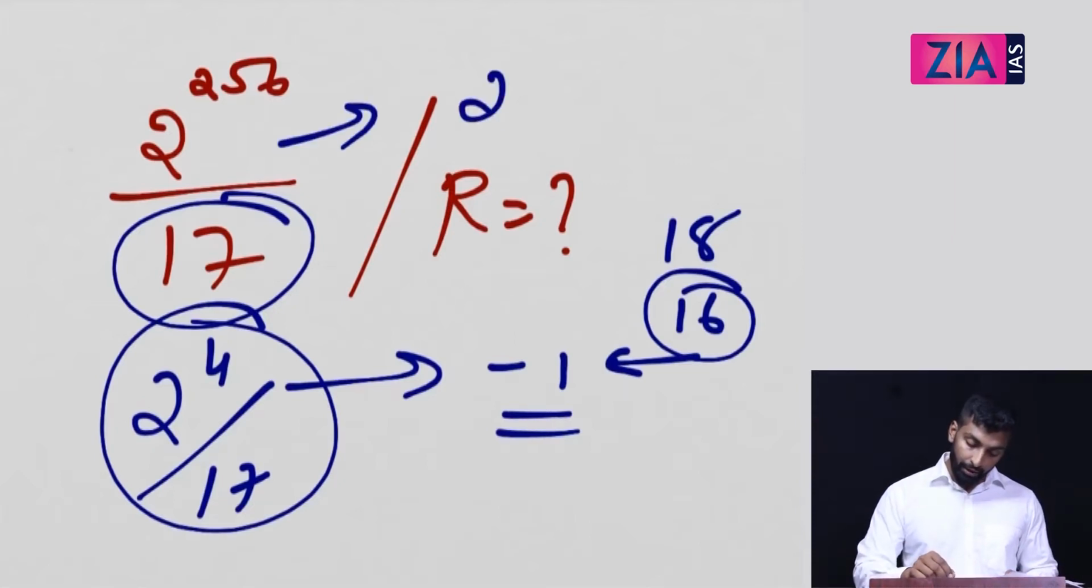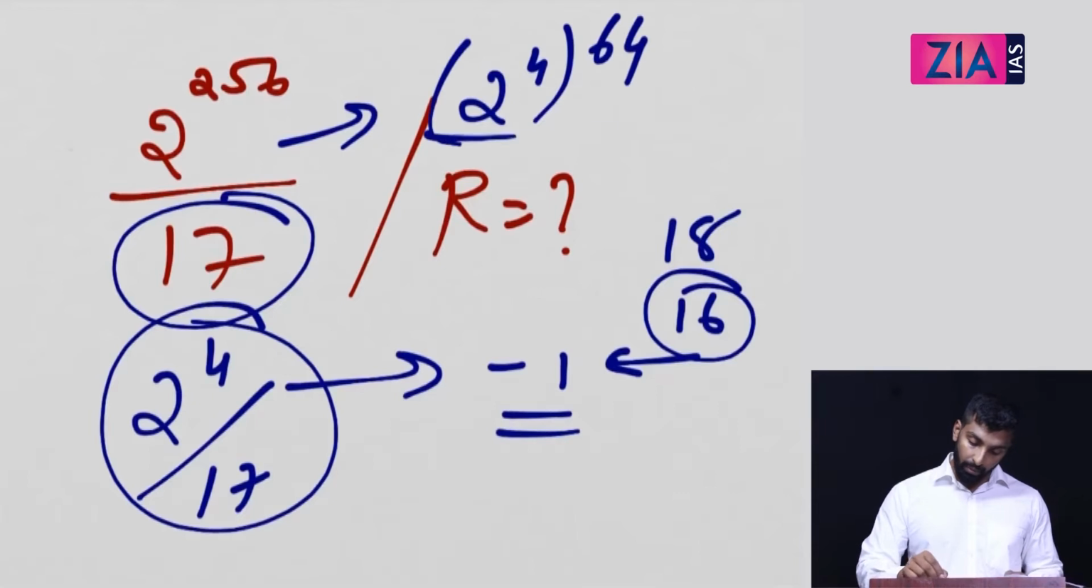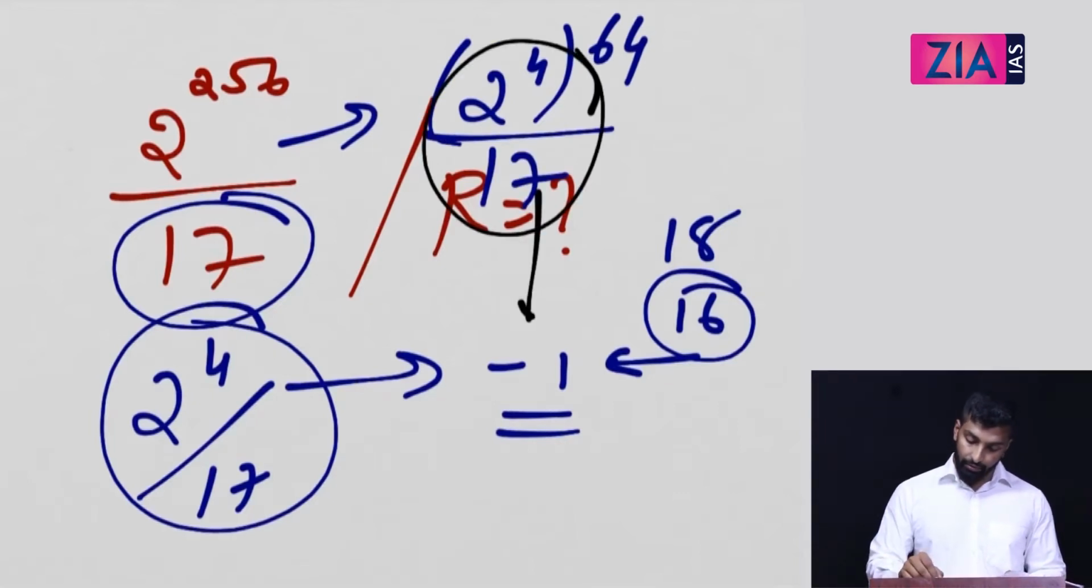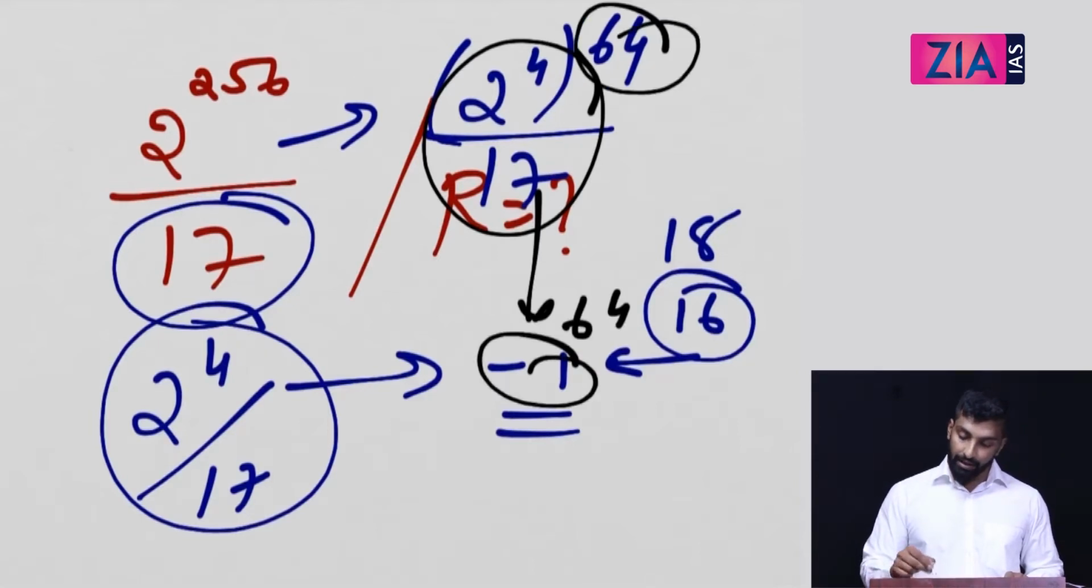Then how will you write this? (2 raised to 4) raised to 64 by 17. And I know that 2 raised to 4 by 17 will give me -1 as a remainder. How many times? 64 times. So -1 raised to an even number will give me a remainder of 1.